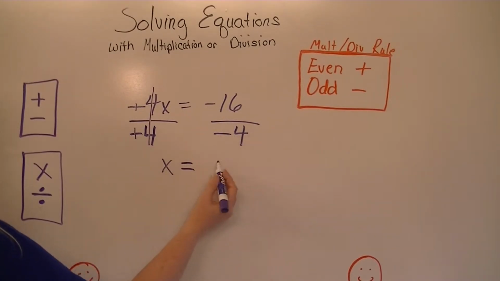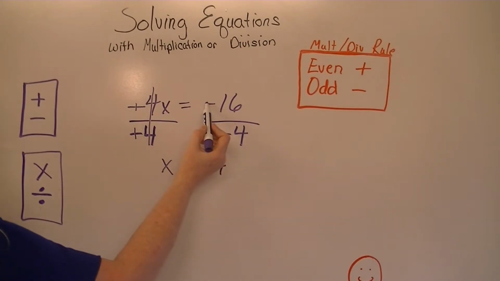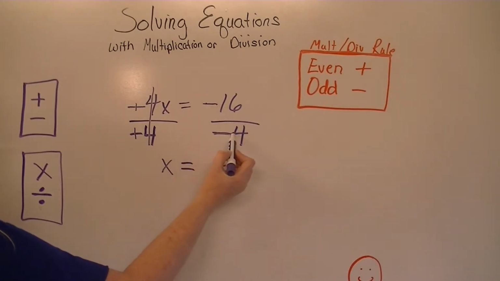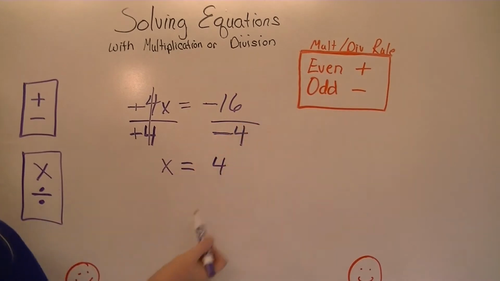Now I'm going to look at this side. 16 divided by 4 is 4, and I'm going to count the negatives. 1, 2. 2 is an even number, so that means my answer is going to be positive 4.